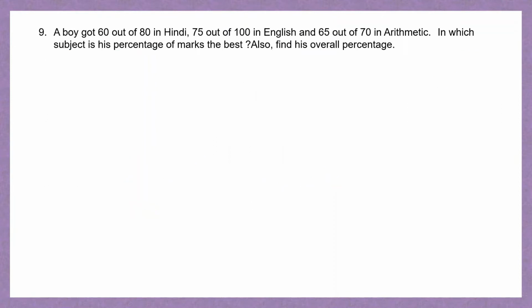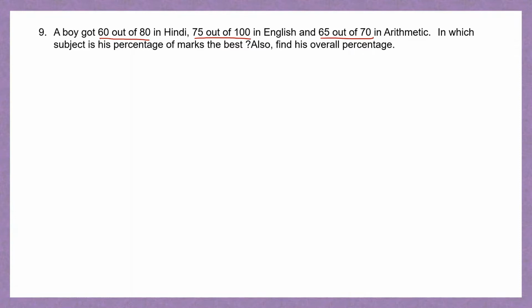Question 9. A boy got 60 out of 80 in Hindi. So let's make a note of that. 60 out of 80 in Hindi, 75 out of 100 in English, and 65 out of 70 in arithmetic. In which subject is his percentage of marks the best? Also, find his overall percentage.